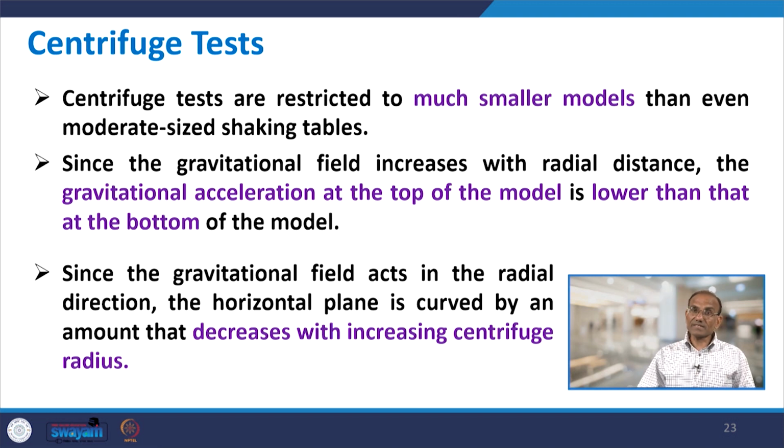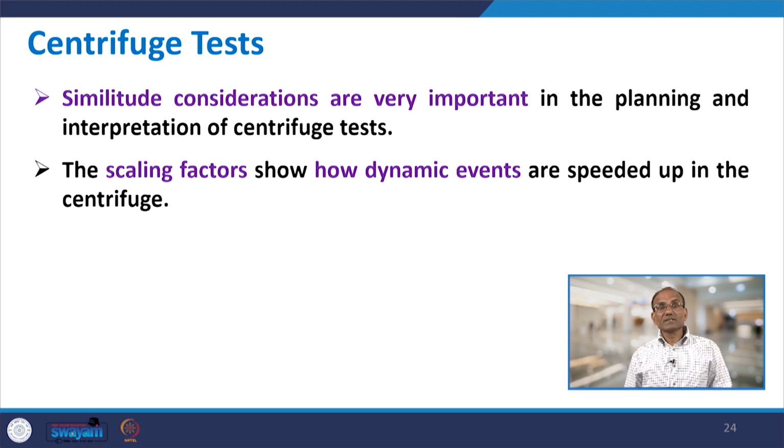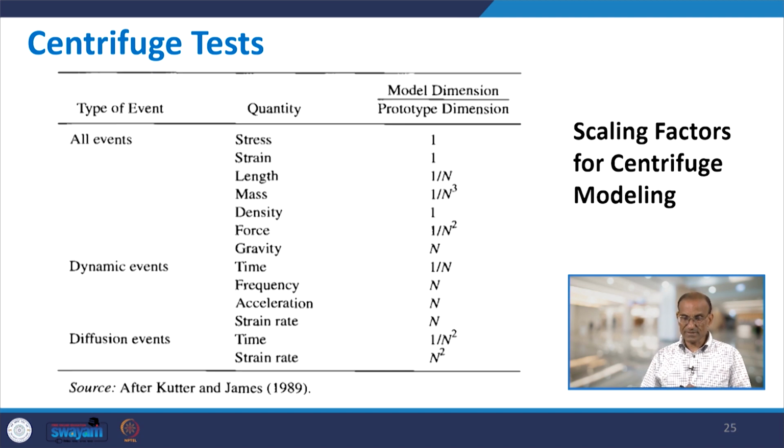Since the gravitational fields act in the radial direction, the horizontal plane is curved by an amount that decreases with increasing centrifuge radius. So, if the radius is decreased, then this gravitational field will also decrease. Similarity considerations are very important in the planning and interpretation of centrifuge tests, which we are going to discuss. The scaling factors show how dynamic events are speeded up in the centrifuge. In this table are given the scaling factors for centrifuge modeling.